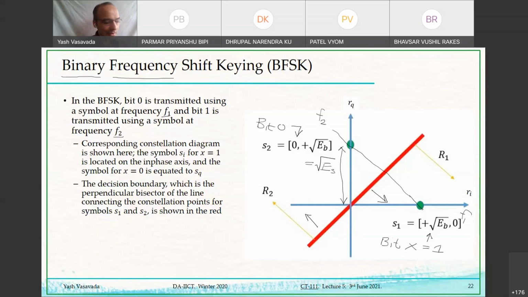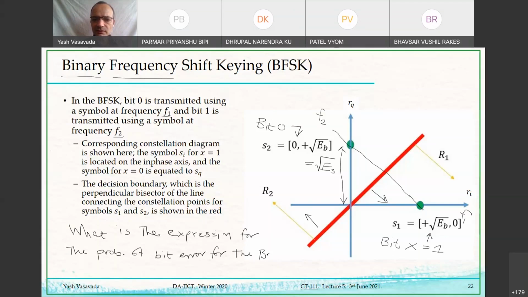Okay, so now I have a question: what is the expression for the probability of bit error, bit detection error or demodulation error, for BFSK? So we should be able to answer this rather quickly based on what we have observed earlier. Can anybody tell me the answer to this question?